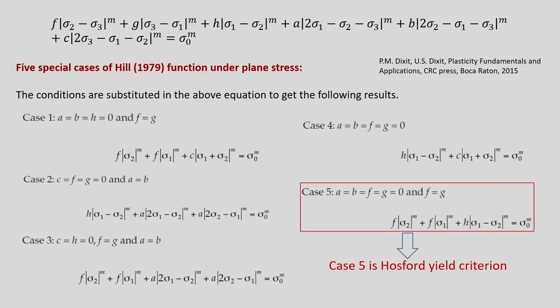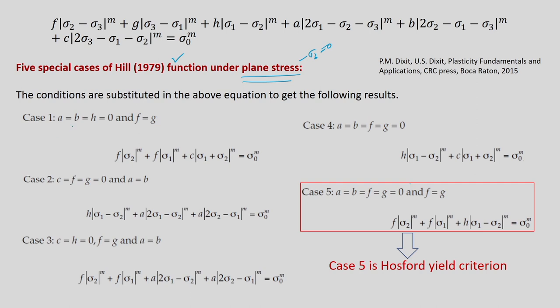Some cases we quickly discuss. Of course, you can do this exercise; I am not going to explain it. This is very obvious and self-explanatory, but this will lead to one important result. There are actually 5 special cases of the Hill 1948 function under plane stress, which means that directly you can write sigma 3 equal to 0. If you substitute these conditions, belonging to cases 1, 2, 3, 4, 5, into this equation, you will get some other forms of the equation, which is what is described here.